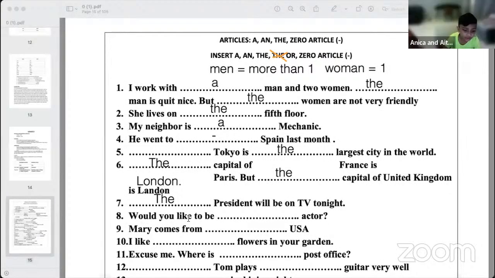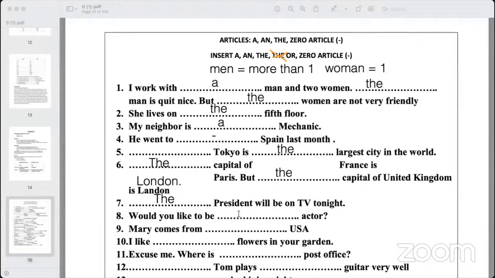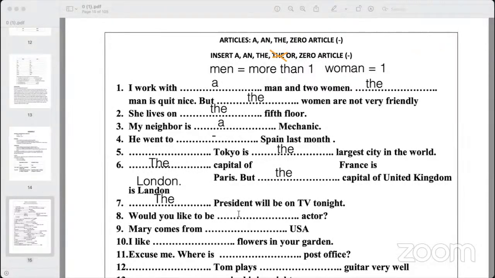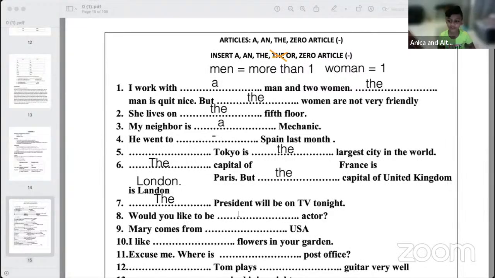Would you like to be an actor? Will it be a actor or an actor? An actor. Why is it an? A is a verb. Good. Well done.